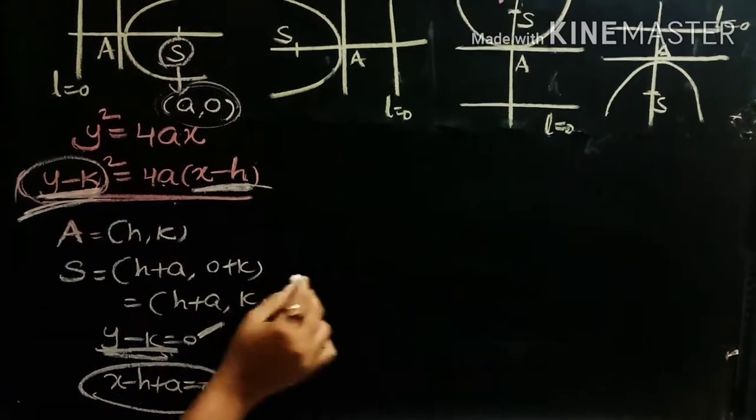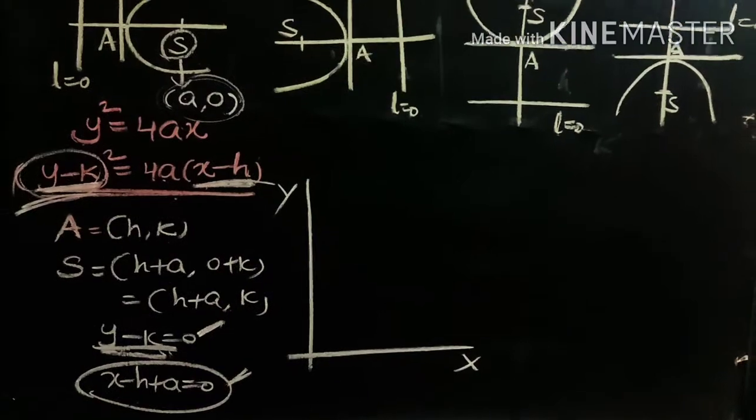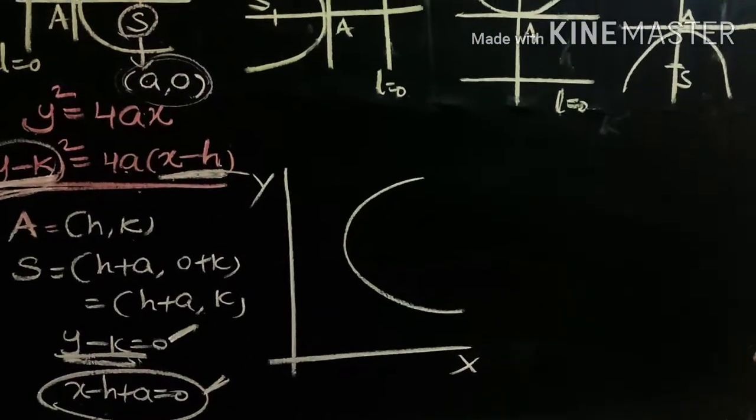Now the graphical representation of this form is like that. This is the x-axis and this is the y-axis. Now this is the parabola y minus k whole square is equal to 4a into x minus h.